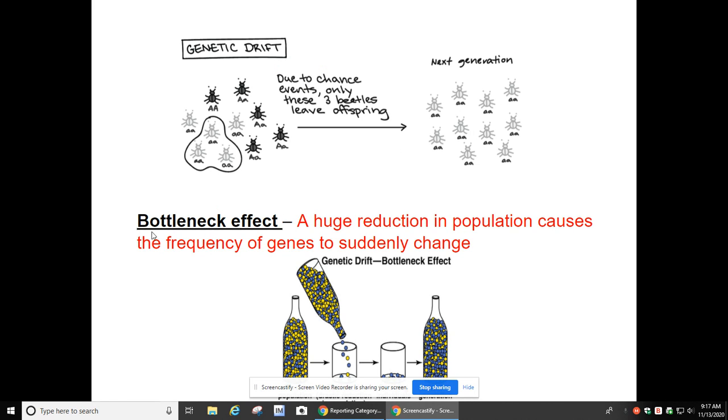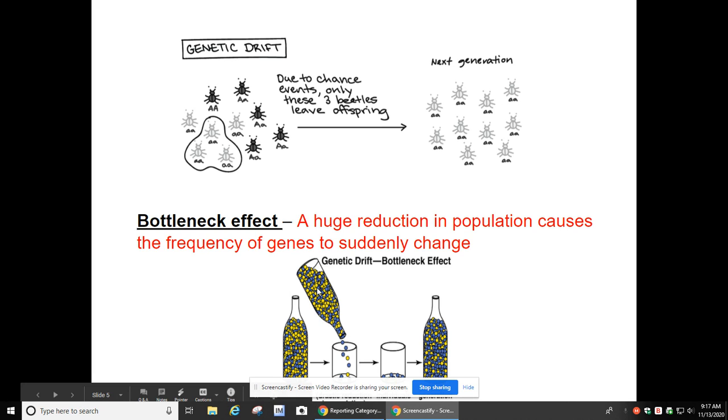Last thing we're going to talk about is the bottleneck effect. If I look at these two bottles, and I take a sample out of each one of these, say this whole bottle is deer in a population. Say there's a forest fire where these deer live, and only a handful of those deer survive that forest fire. So only the deer that survive, all of these little blue and yellow balls are considered deer, and only the traits that the surviving deer have are going to be passed on generation after generation. All right, so this is one scenario.